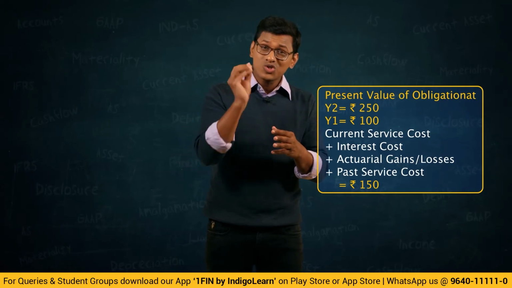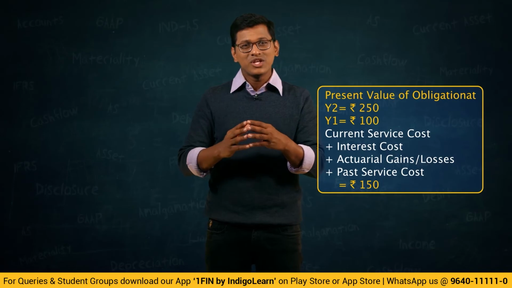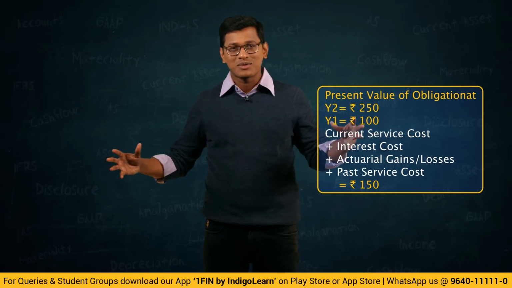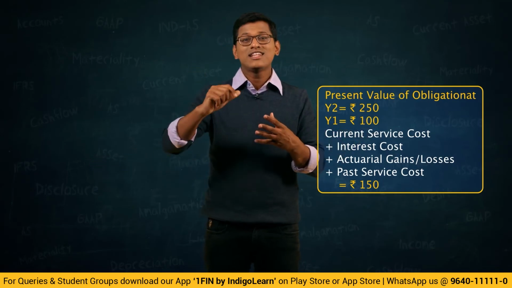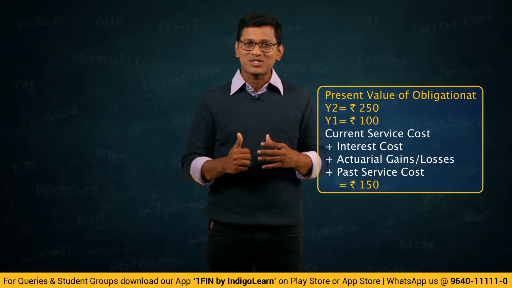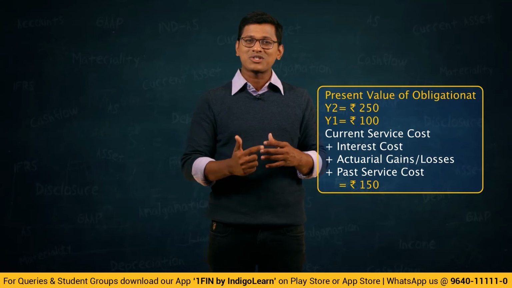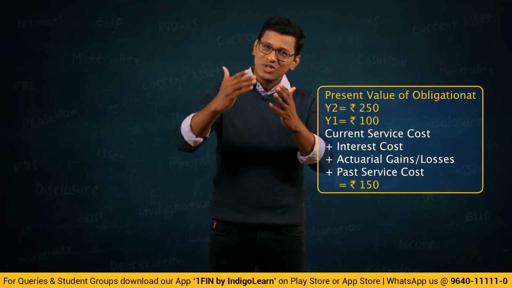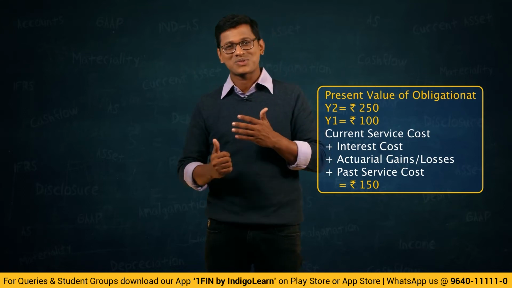And in the notes to accounts, what you should do is, there is a need to give a logical breakup of this 150 rupees of cost: this much is because of current service cost, this much is because of interest cost, actuarial gain or loss. Like this you have to give a breakup in the notes to accounts.